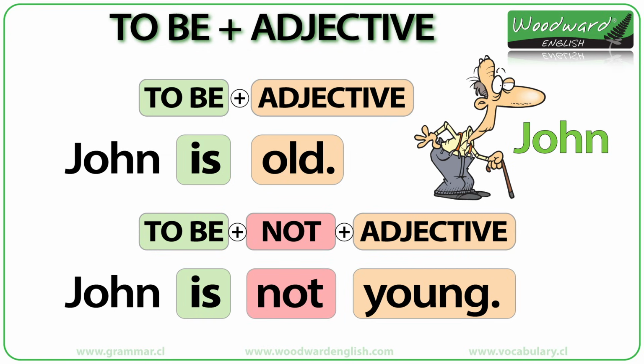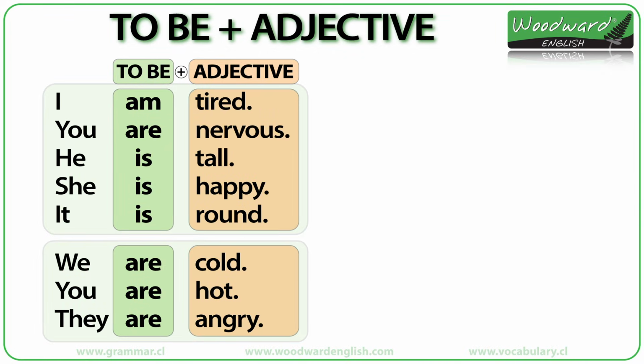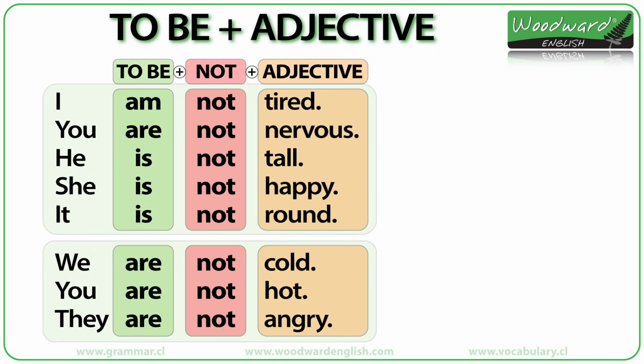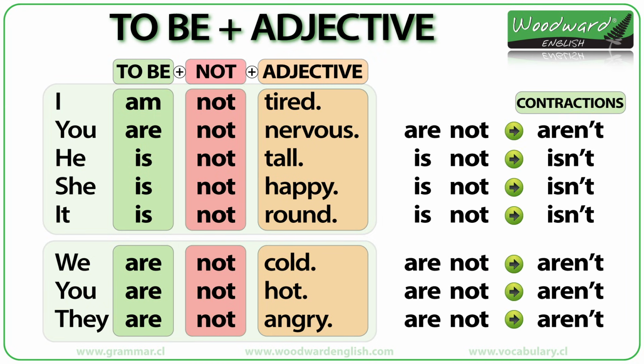John is not young. So our examples from before of I am tired, you are nervous, he is tall, etc., they become I am not tired, you are not nervous. Remember, you can make a contraction of are not, which becomes aren't, and is not, which becomes isn't. So, you are not nervous or you aren't nervous.